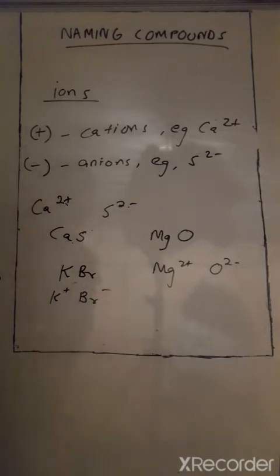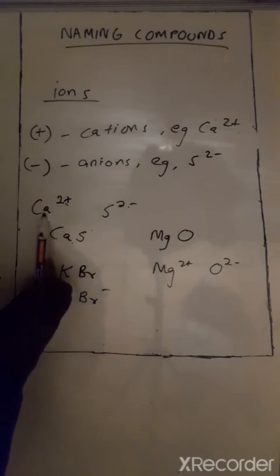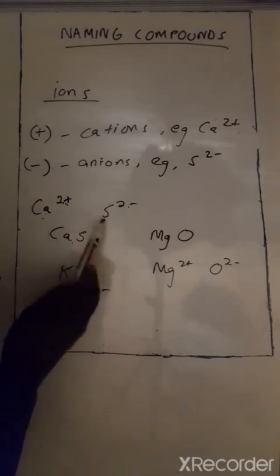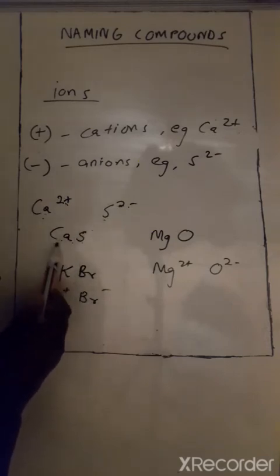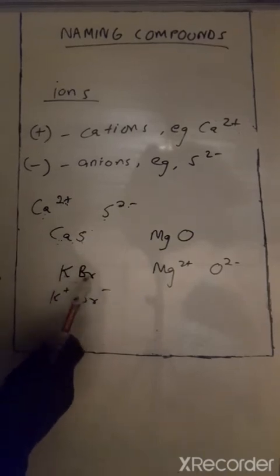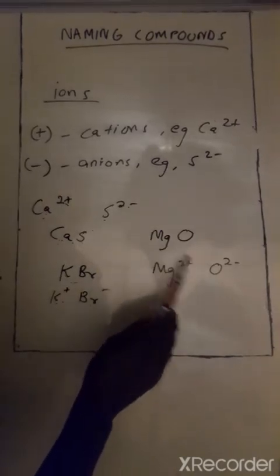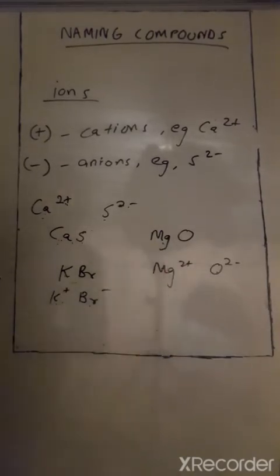For example, now, if you can see here, it's CaS, and we wrote it as it is. KBr, and we wrote it as it is. MgO, we wrote it as it is.